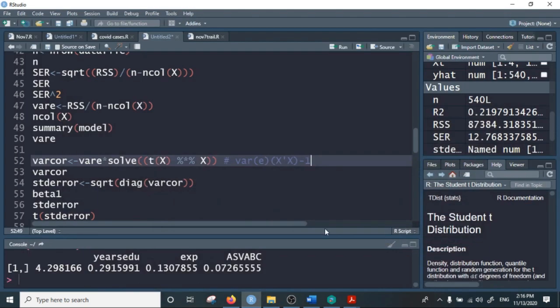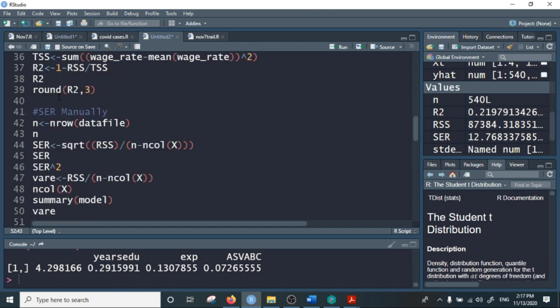Okay, we will next move to the variance covariance matrix, from which we will find the standard error of our coefficients or our parameters. To find the variance covariance matrix, the formula is the variance of error terms times the inverse of x transpose x. So we have already found the inverse of x transpose x. So we can use that.